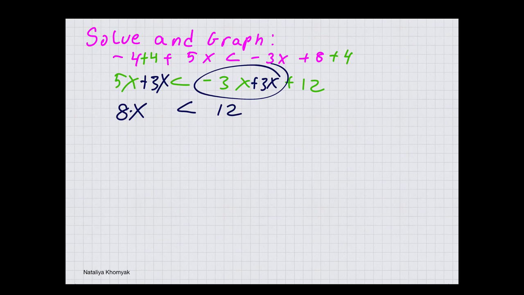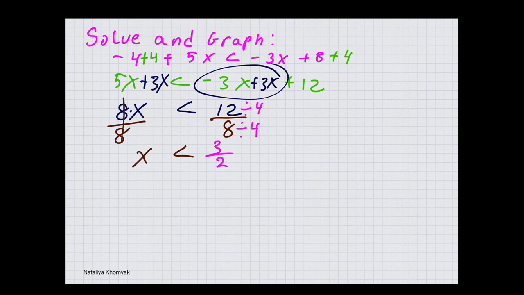We need to undo this multiplying by 8. And the opposite would be to divide by 8. This cancels. We have x is less than. 8 and 12 can both be reduced by 4. So we have 3 over 2.